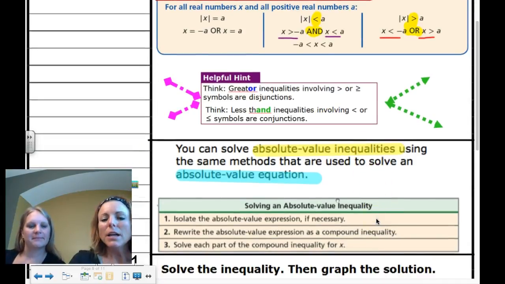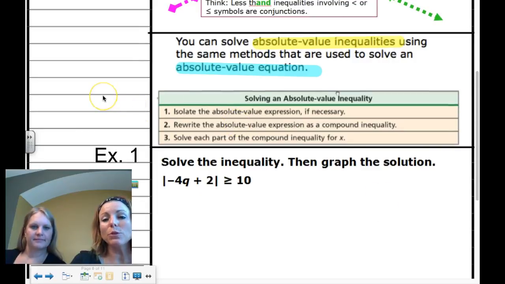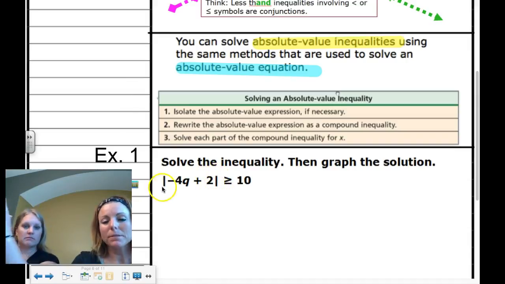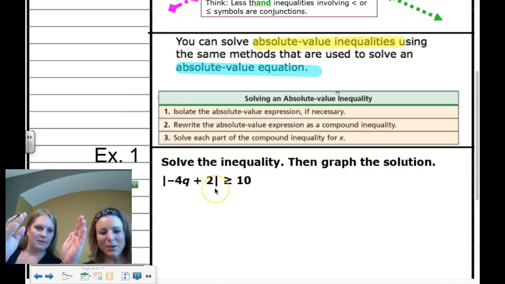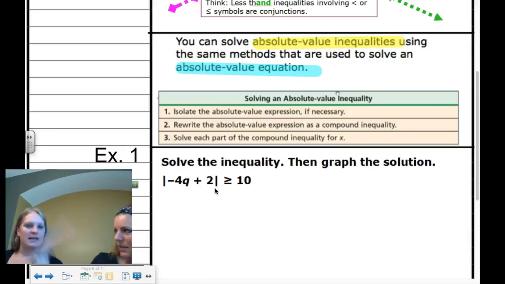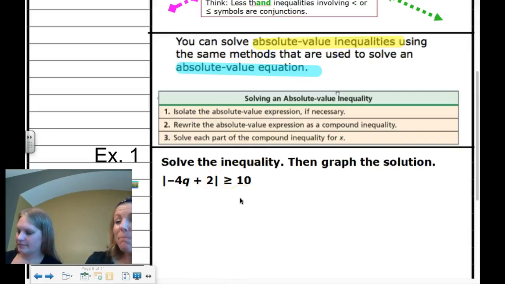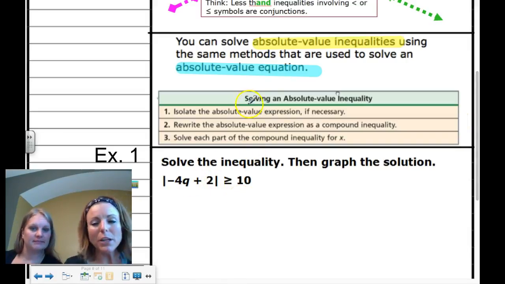Here's a little helpful hint to remind you when you're solving absolute value inequalities or equations. Number 1, you always have to isolate the absolute value expression. Look at the absolute value bars and see if there's anything on the outside of them. If there is, get rid of it. If there isn't, then you're going to rewrite it as a compound inequality, and then solve.